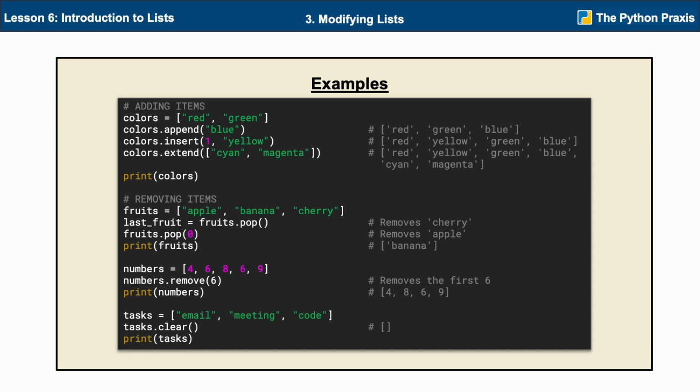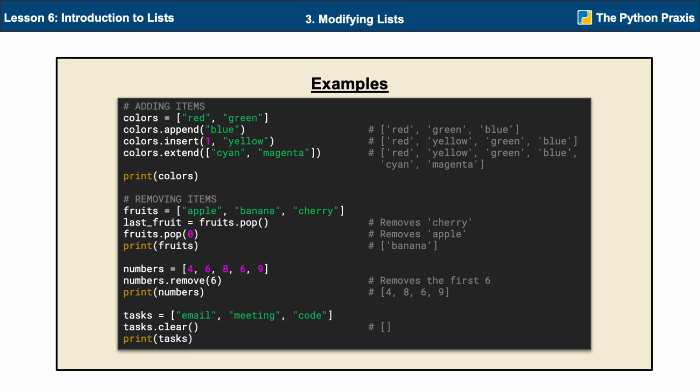Now, we will remove items from a list of fruits. We use pop without any argument to pull the last fruit from the fruits list, and we assign it to variable last fruit, since the pop function returns the value of the element it removes. Using pop on fruits with 0 as argument, it removes the first element from the list, the apple. So when printing the fruits list now, we get only the banana.